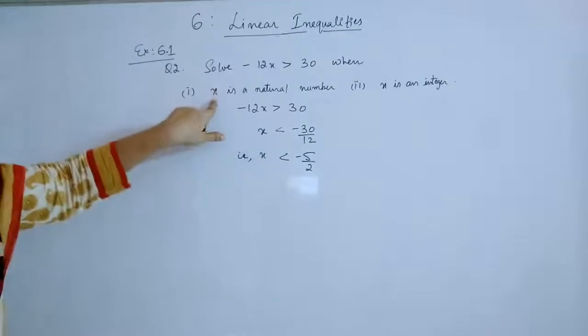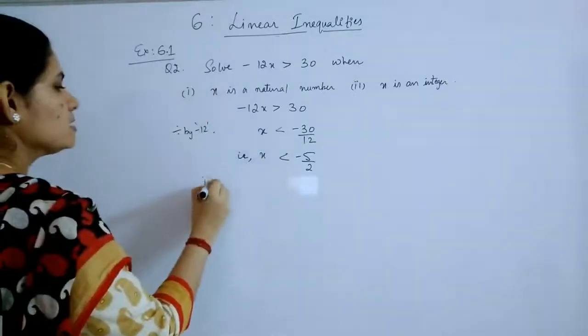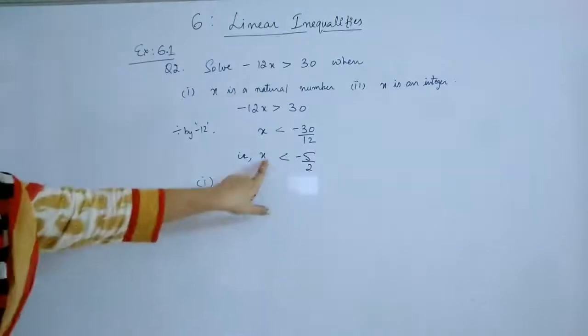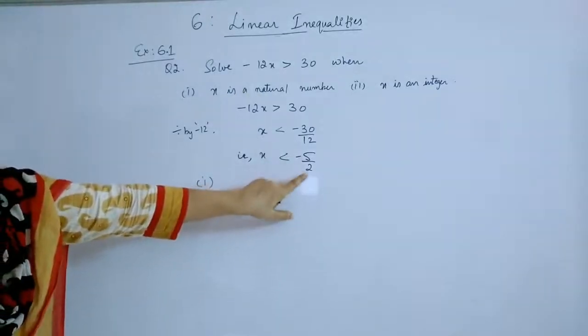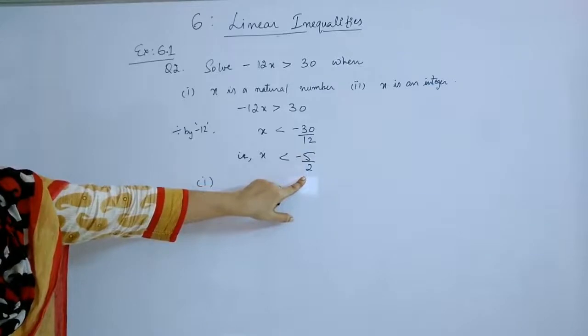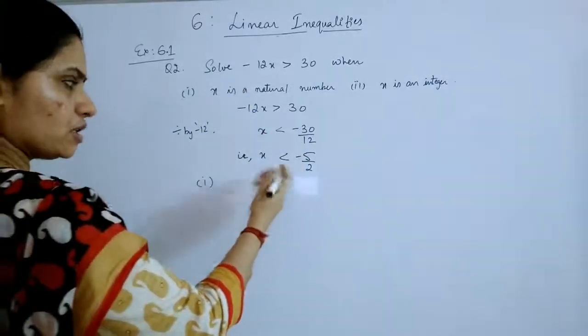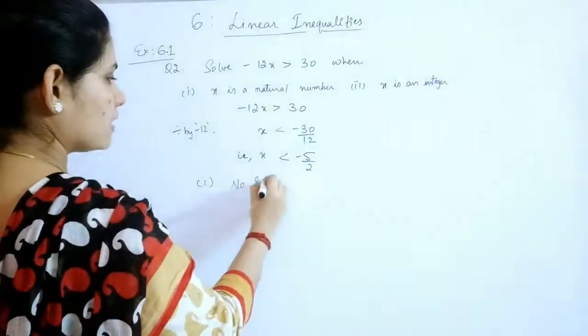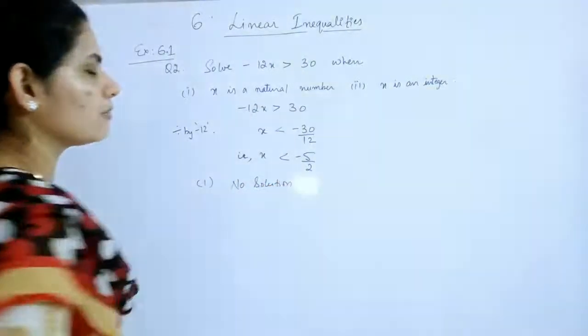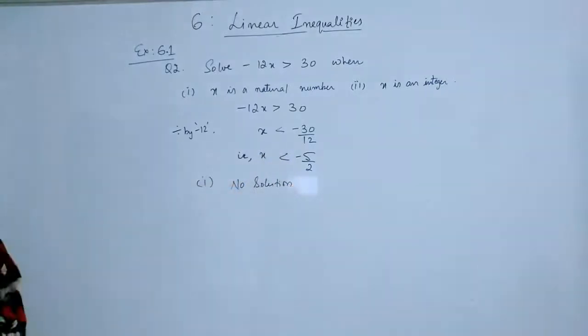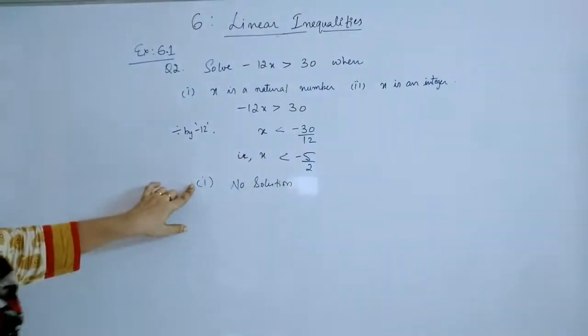Now we can move on to the first part. You have to get the solution for which x is a natural number. Since x is less than -5/2, this will be -2.5. Can you get any natural number which will satisfy this inequality? No. So you will say that it doesn't have any solution. That means no natural number will satisfy this inequality. Therefore, you don't have any solution for the first part.